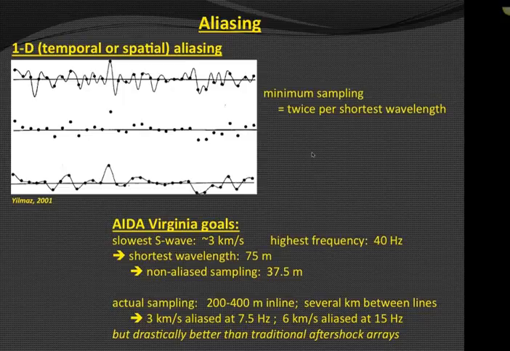And this would amount to being aliased at about 7.5 hertz for the S waves, or about 15 hertz for the P waves. And while this is still aliased at the frequencies that we were really interested in, this is at least an order of magnitude better than traditional aftershock arrays, which typically have spacings of somewhere between 5 and 20 kilometers. So we're going an order of magnitude denser spacing, and we're pushing towards grids of stations that are an order of magnitude denser than that. Next slide, please.